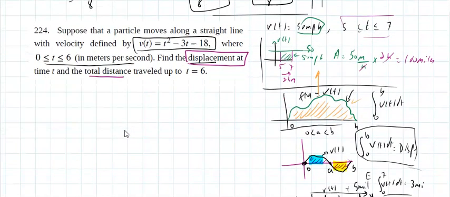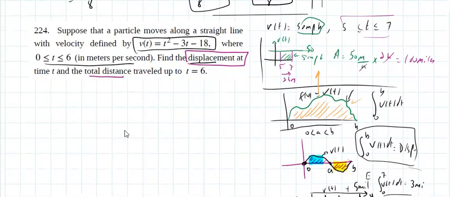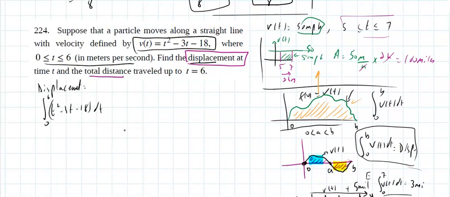So here we are. They're asking for two things: find the displacement and the total distance. Now, the setup. If I just wanted the displacement, nothing more, that's simply the integral of t squared minus 3t minus 18 dt between 0 and 6, and I'm done. That's all there is to it. So this is going to tell me where you are with reference to where you started.